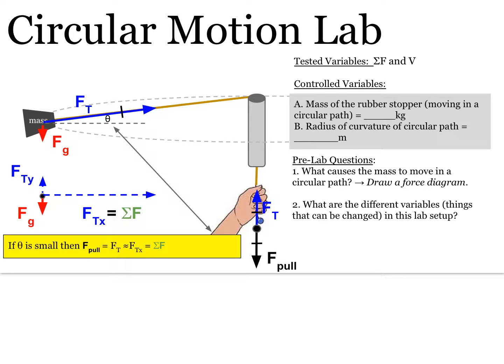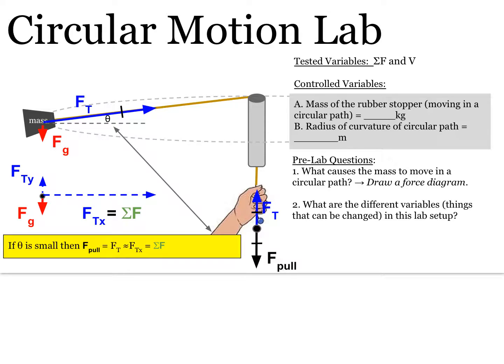Okay, since we had a little bit of data issues, here's exactly what we were doing in the lab. So we were looking at the sum of the forces and velocity in circular motion for the rubber stopper. The mass of the rubber stopper I have on the next page, and at least my radius of curvature. So you guys at least need those two values.